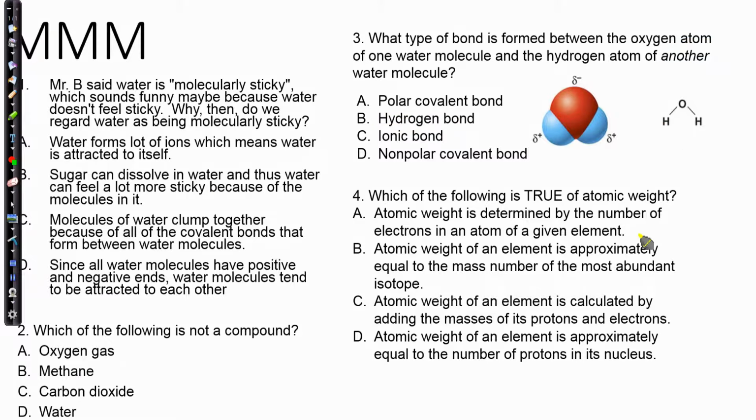Okay, and question 4, which of the following is true of atomic weight? So when you consider the choices here, atomic weight is determined by the number of electrons. No, can't be that one because electrons are not involved in atomic weight, right? Atomic weight of an element is calculated by adding the masses of protons and electrons. You know it's not electrons, but it's rather going to be neutrons. So it's not that one. Atomic weight of an element is approximately equal to the number of protons in its nucleus. No, because again, it's going to be protons and neutrons that actually give us the approximate atomic weight, so it can't be that one.